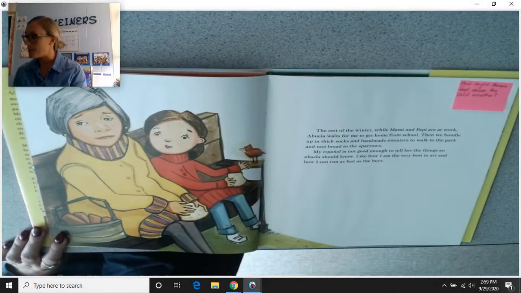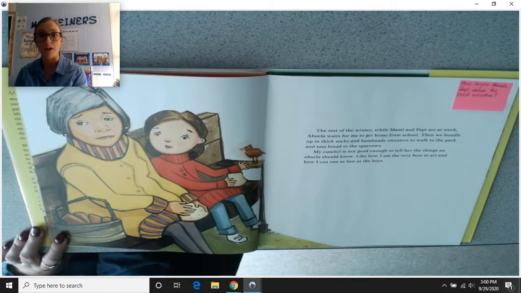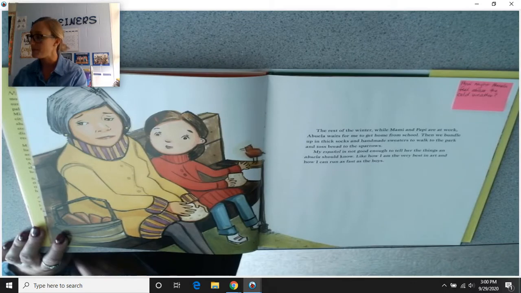The rest of the winter, while Mommy and Poppy are at work, Abuela waits for me to get home from school. Then we bundle up in thick socks and handmade sweaters to walk to the park and toss bread to the sparrows. My Espanol is not good enough to tell her the things an abuela should know, like how I am the very best in art and how I can run as fast as the boys.